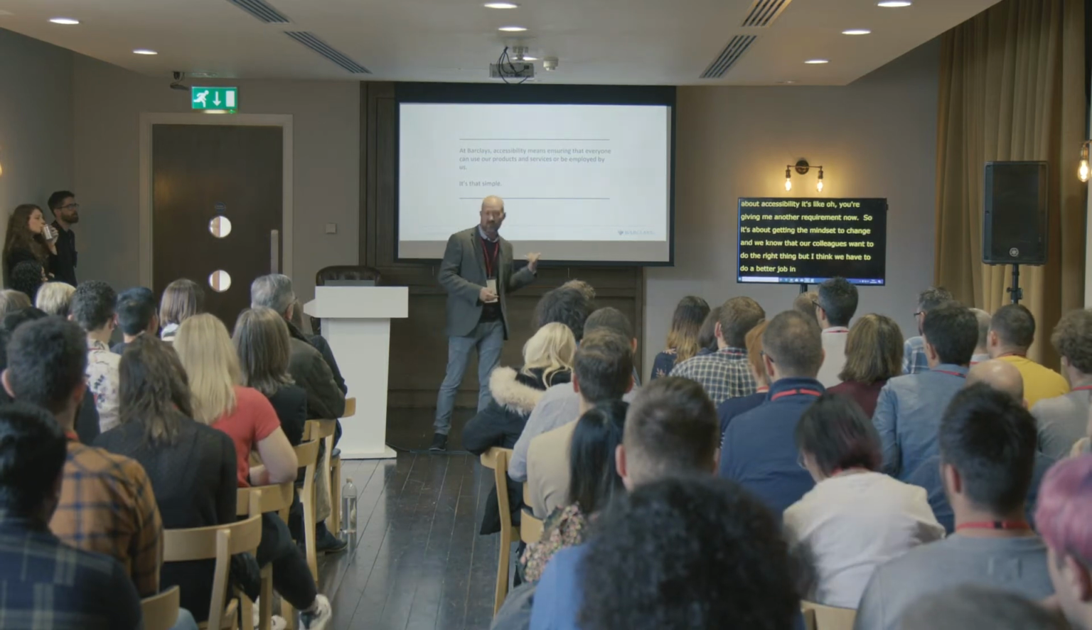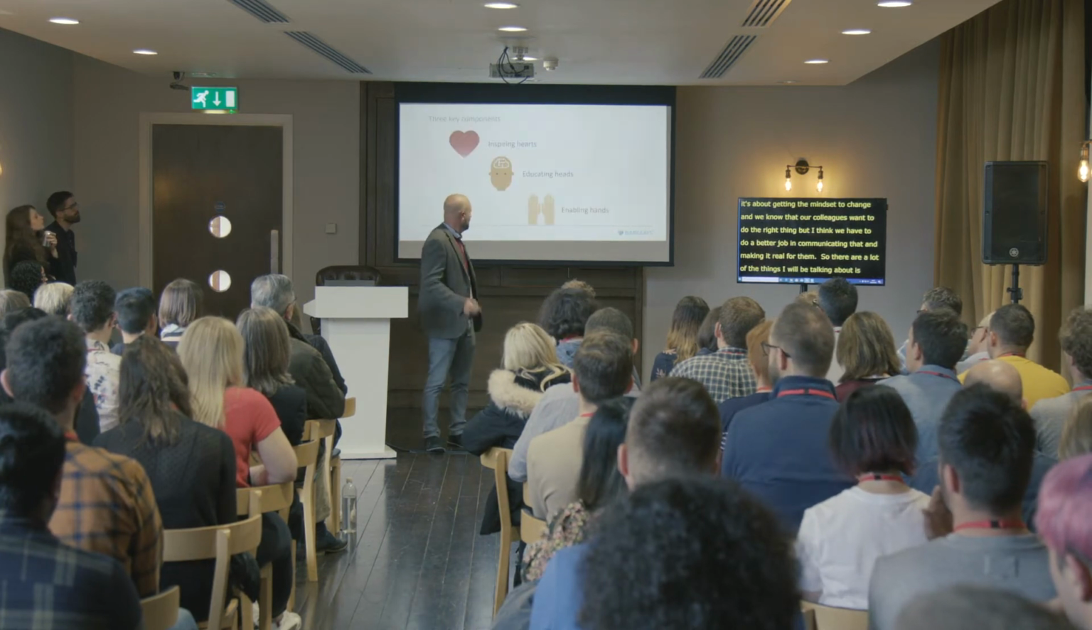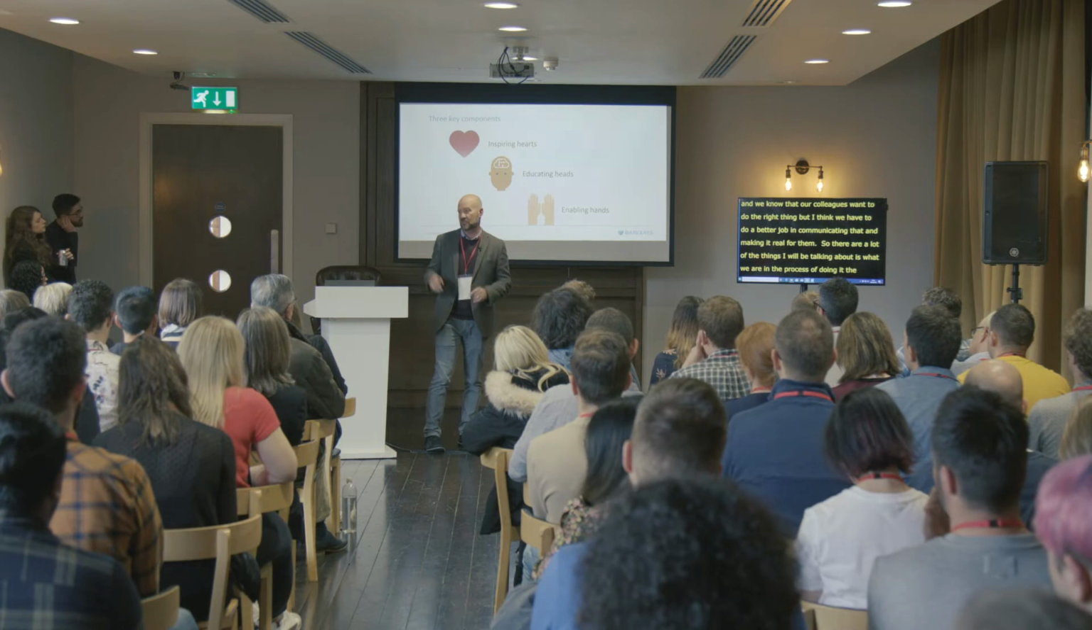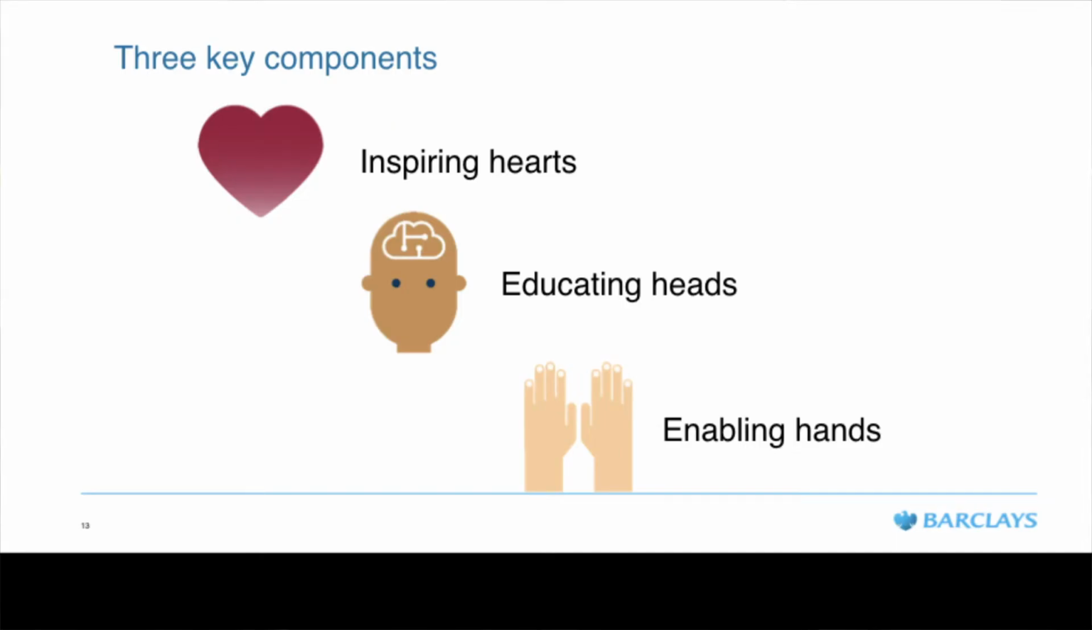So a lot of the things that I'll be talking about is what we are in the process of doing at the moment to try and change that thinking. So our approach was to do with three sort of strategies, if you want to call it that. So the first thing was to get people to feel differently about accessibility. So it's about inspiring them, creating empathy with people with disabilities, and understanding the impact that inaccessible systems have on certain individuals.